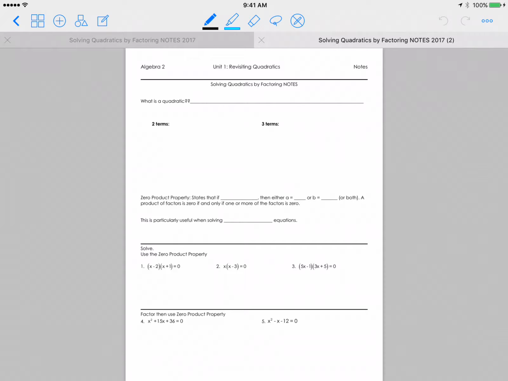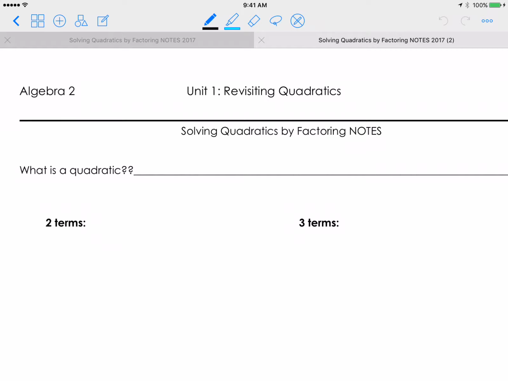Hi, Algebra 2. Today we're going to be talking about solving quadratics by factoring. You guys are all familiar with factoring, but we're going to learn a new factoring technique today, and that would be the only new thing. But I was going to review factoring just so that you are familiar with it again. Refresh your memory.